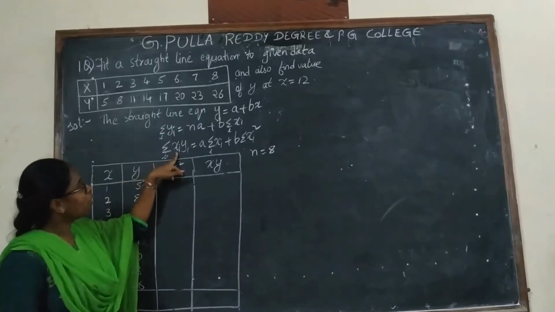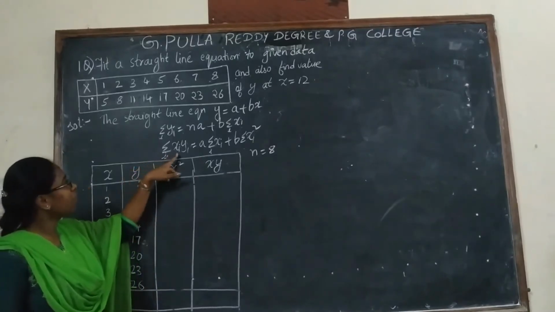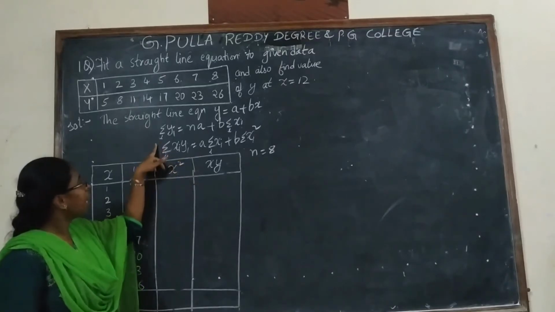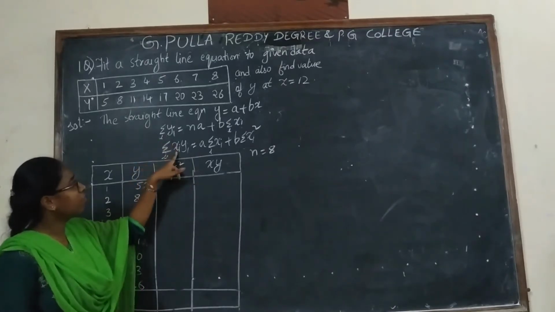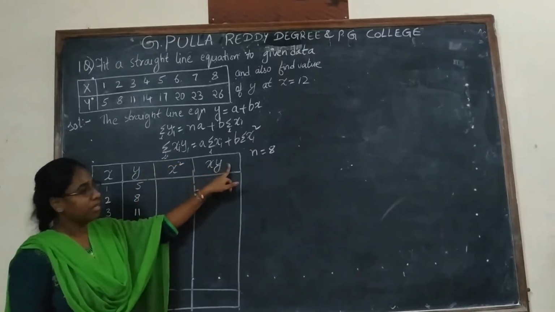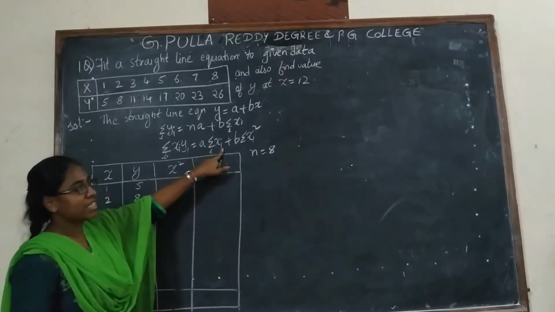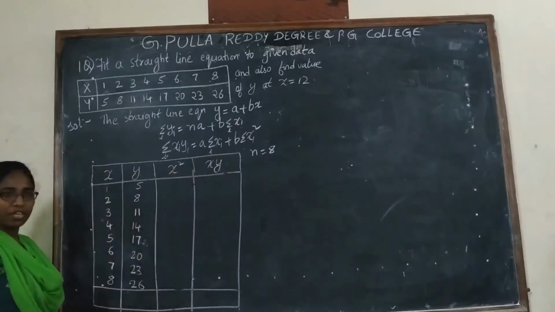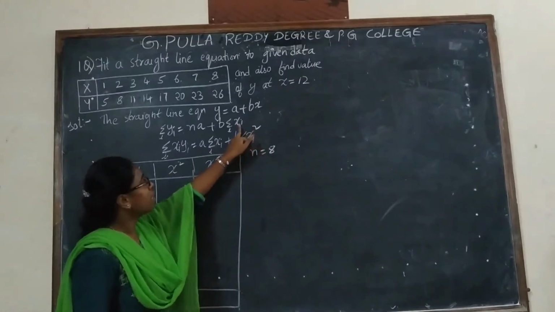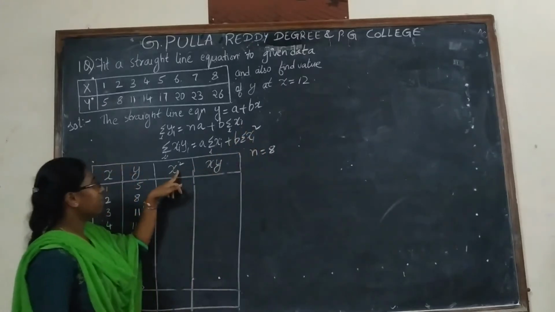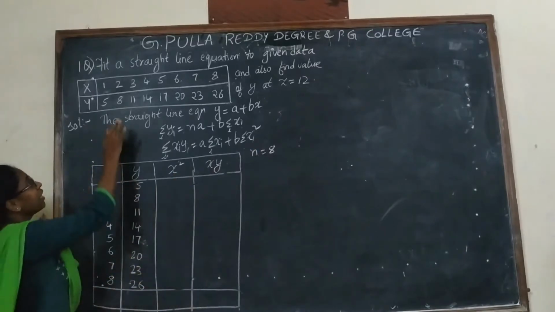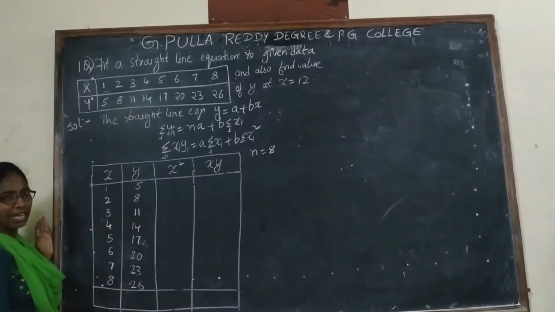Next, in the second normal equation, you want summation of xi yi. That means you have to add the values of x into y, so prepare that column x into y. Next, you want summation xi, which you already get from the first column. Next, b into summation xi square. For summation xi square, prepare the column x square. Now draw the table and write the values of x and y as it is.